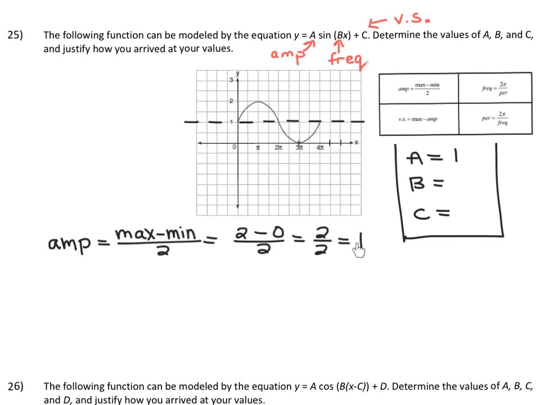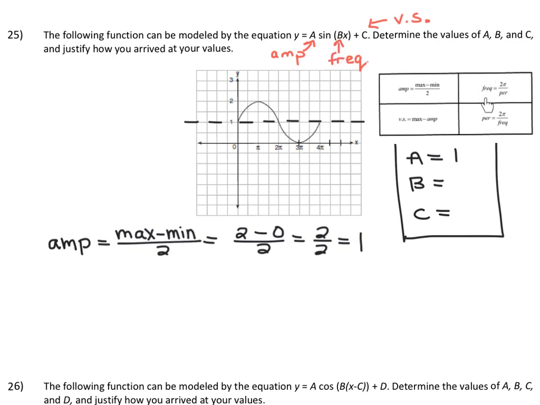So you could do that by sight if you prefer, instead of using the formula. But when it does say justify, if you don't use the formula, you could just say amplitude equals 1 because it is the height from the midline. Okay, you could explain in words if you want. All right, now B is the frequency.